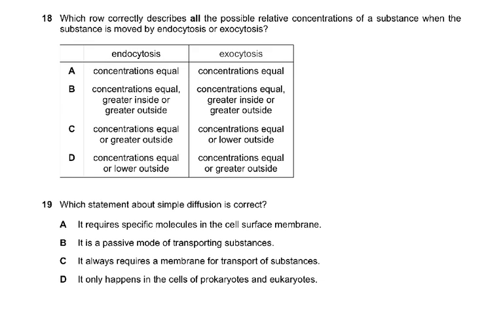Then question number 18: which row correctly describes the relative concentrations of a substance when the substance is moved by endocytosis or exocytosis? Endocytosis concentration equal, exocytosis concentration equal, greater inside or greater outside. You see, this is an active process. It's not a matter of concentration. If something has to be thrown out of the cell, that is exocytosis; something has to be taken in, endocytosis, phagocytosis.